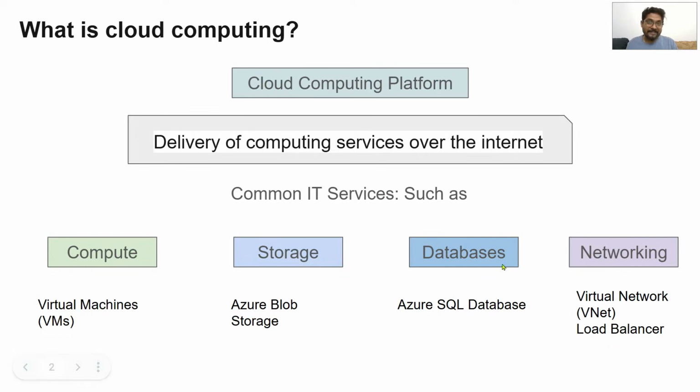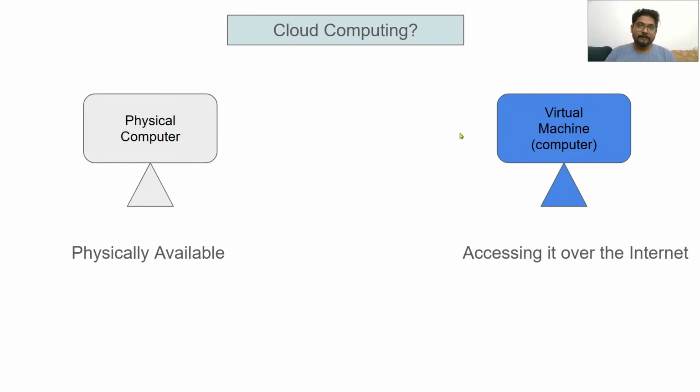This does not restrict itself to these four categories. As I said, there are ample services. They have also started giving services related to machine learning, Internet of Things, AI, and many more things as part of the IT services. Let me give you an example. For example, you are buying a physical computer, and you are accessing a virtual machine. What is the difference? Your physical computer is physically available with you, and you can access it physically. But a virtual machine is accessible over the internet. You need internet to access a virtual machine.